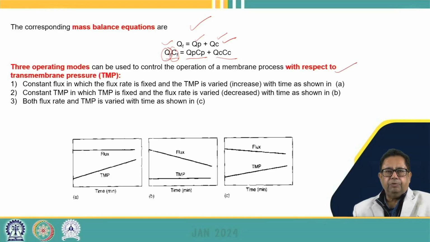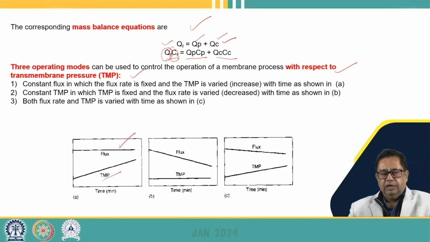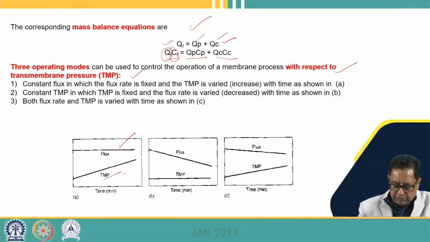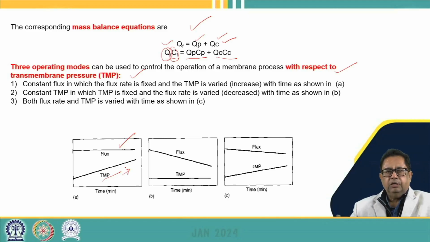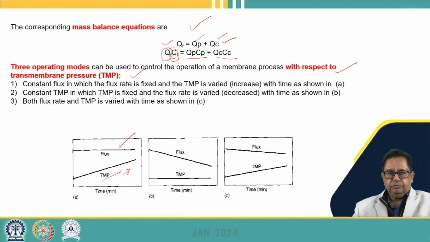There can be three types of operating modes with respect to the transmembrane pressure. For example, we can maintain a constant flux, and we can vary the transmembrane pressure. We know that as the membrane operation continues, the flux goes on declining. So if we want to maintain the flux at a constant value, then we have to increase the transmembrane pressure so that a constant amount of flux can be generated from the membrane.